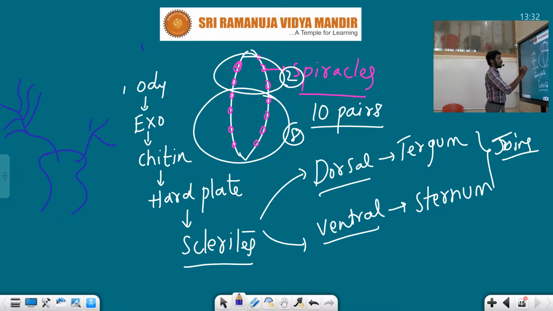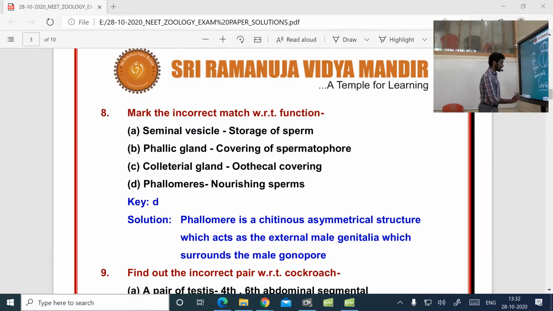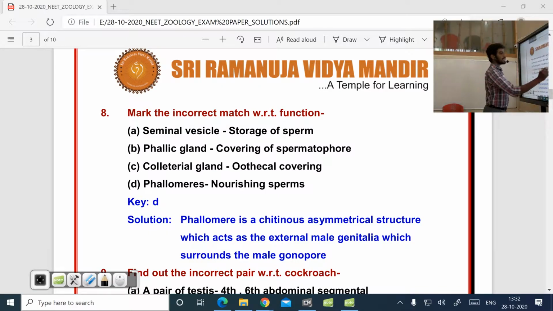Another one is a very small collateral gland. So this is about the collateral gland. A pair of collateral glands is present in the female reproductive part. It arises from the female genital pore, right? So we can observe different sizes of the collateral gland. It is present only in the female. So the oothecal covering is also correct.